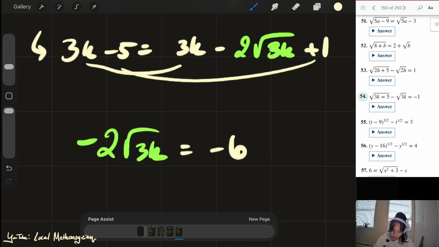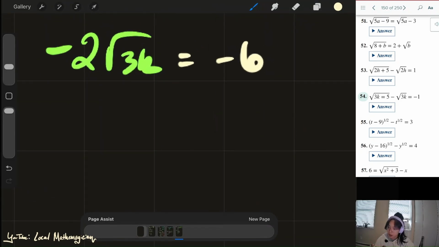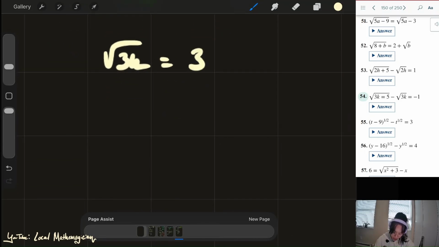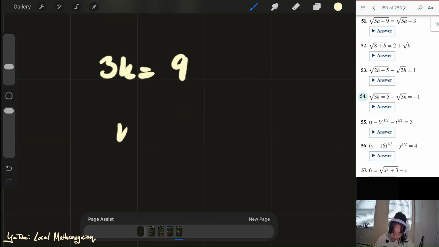That's okay. And we're going to divide by negative 2 on both sides, because we can't just square it. That's not how that works, right? Divided by negative 2 on both sides, that leaves us with root 3k is equal to 3. I'm going to square both sides again. 3k is equal to 9. We're going to divide by 3. k is equal to 3.